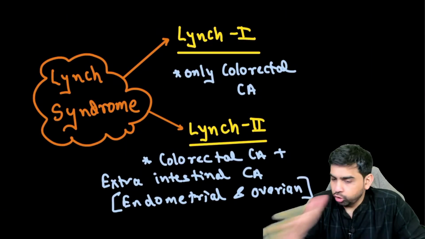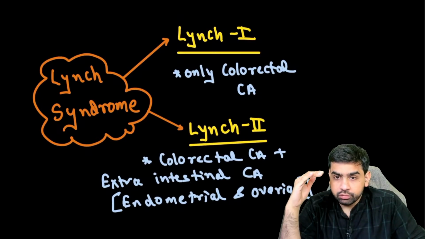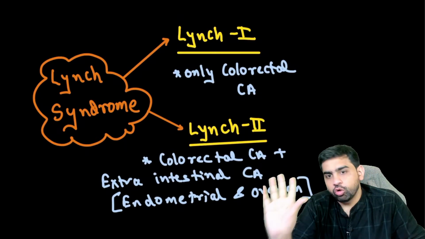So they are synonymous. They are not different from each other. HNPCC is basically the Lynch syndrome. So we have a Lynch 1 and the Lynch 2. What is this Lynch 1? Lynch 1 is that there is only the colorectal malignancy.